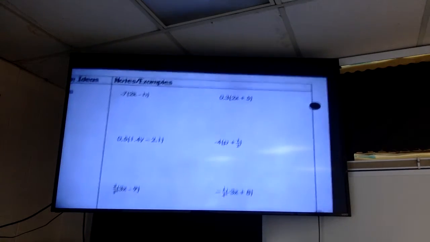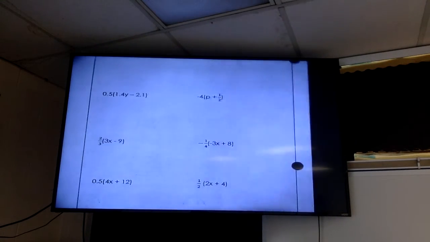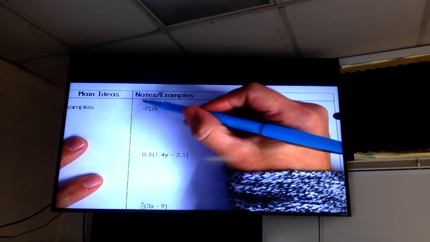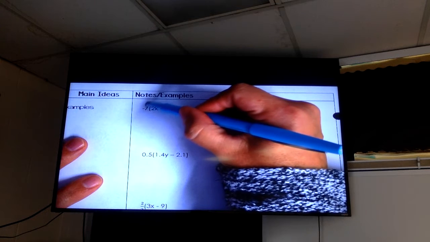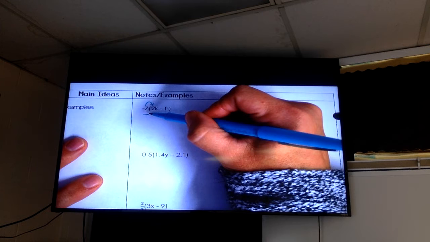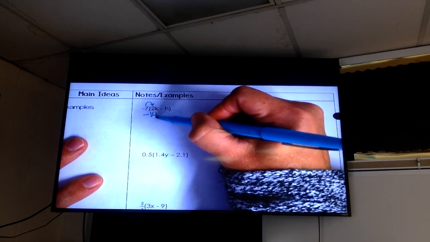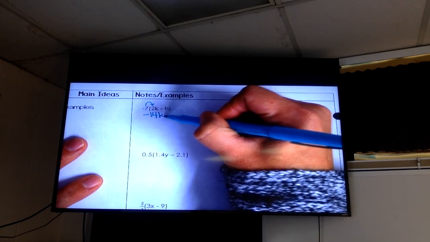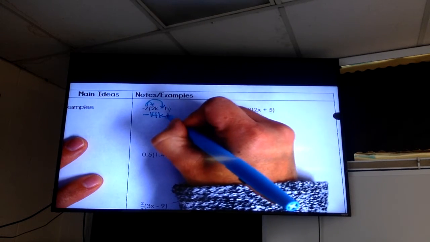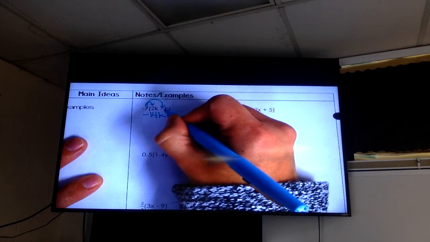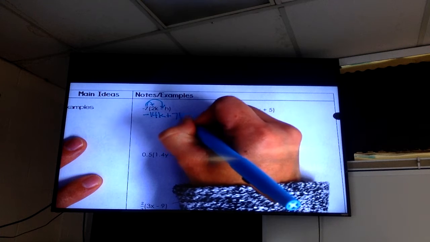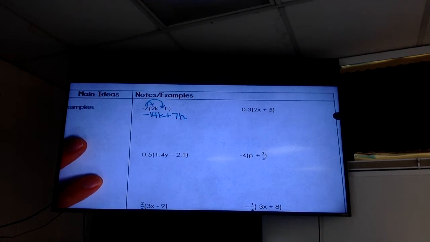Okay, so we've got some more on the back. We're just going to do all of these examples together. Okay. So here we go. A negative times a positive is a negative. 7 times 2 is 14. Bring down my variable. Okay, a negative times a negative is a positive. 7 times, there's a 1 here, we just don't see it, remember. So 7 times 1 is 7. And I have a variable again of h, so I'm going to bring it down.